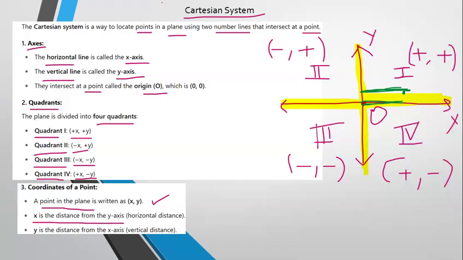Similarly, if I take this red dot as a point, its distance from the x-axis is this much, and this distance is equal to this much on the y-axis. So y is the distance from the x-axis.